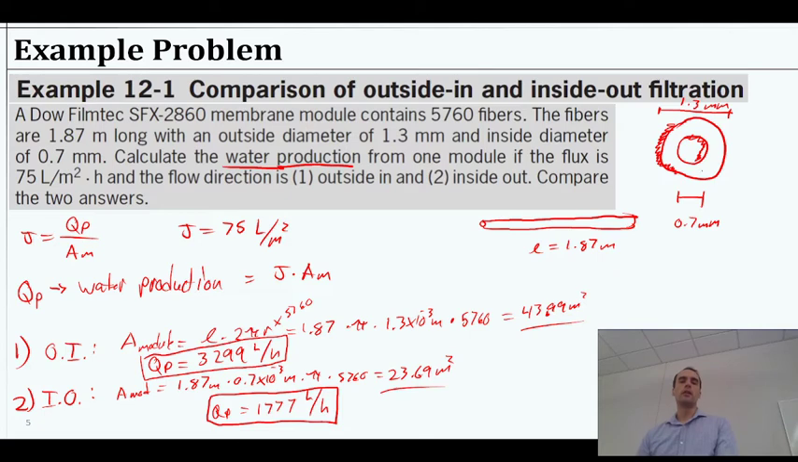2 pi r is the circumference of a circle. To get the surface area of one of these cylinders, we need the length times the circumference. So it's essentially a cylinder, right? We have that length, and to get the surface area, we need to know the distance around and multiply that by the length. But the r is the radius, not the diameter.